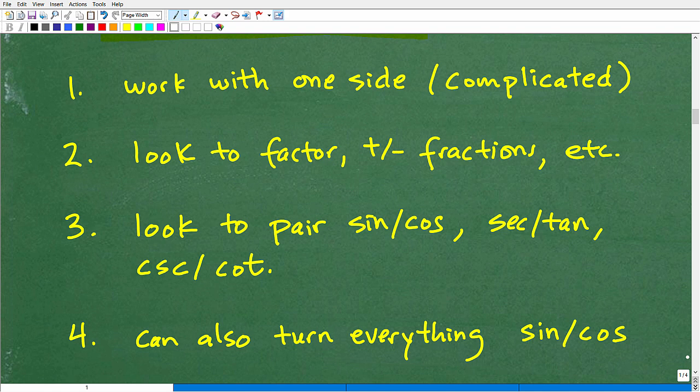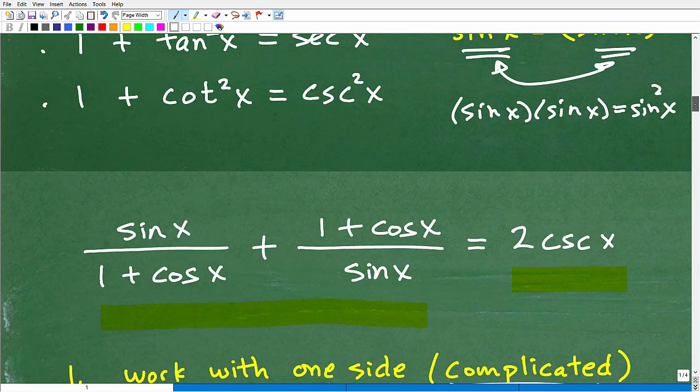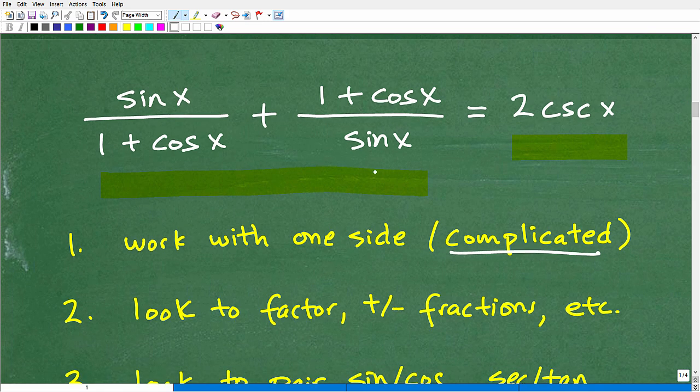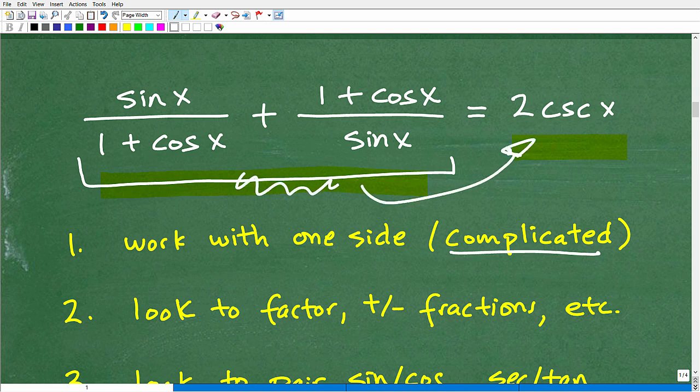But beyond that, let's go ahead and take a look at some guidelines here. So the first thing is you want to work with one side of the identity, okay? Generally, it's the more complicated side. So in other words, what does that mean? Over here, I have two sides. I have this side and this side. Typically you want to just work with one side, and we want to generally take this more complicated side and manipulate it until we can eventually make it look like this. Okay, so that's generally the best approach. Now of course there are always exceptions to things, but let's move on.